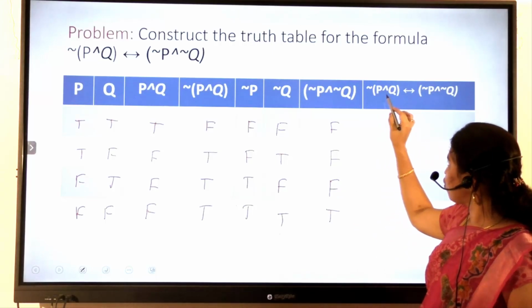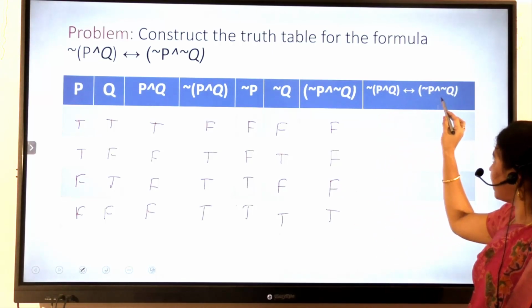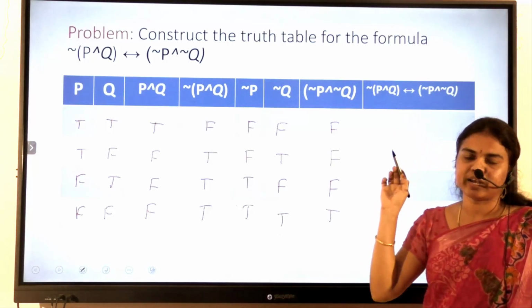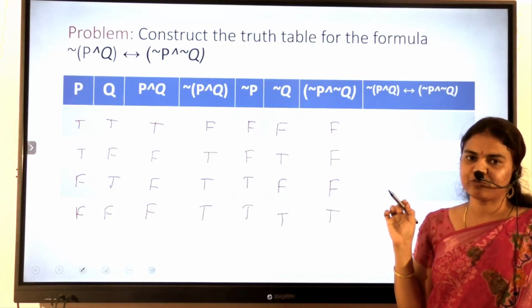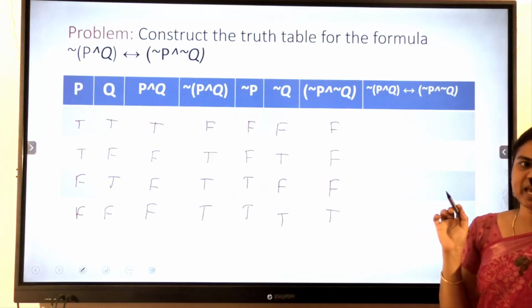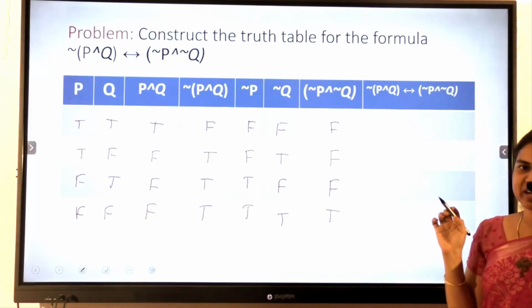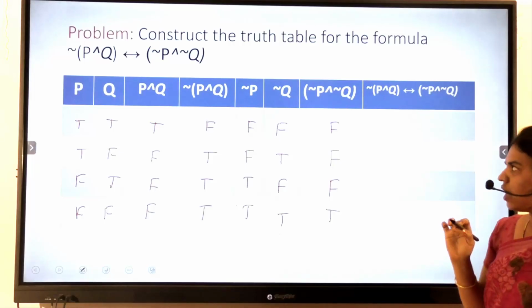Next, negation of (P and Q) if and only if negation P and negation Q. Here we have to check the truth table for P if and only if Q. So what is the truth value for P if and only if Q? If both the statements are identical, then the resultant statement is true. In the remaining cases it will be false.